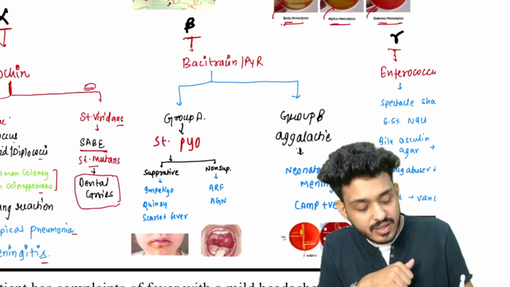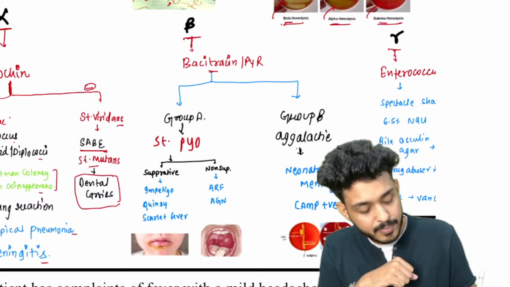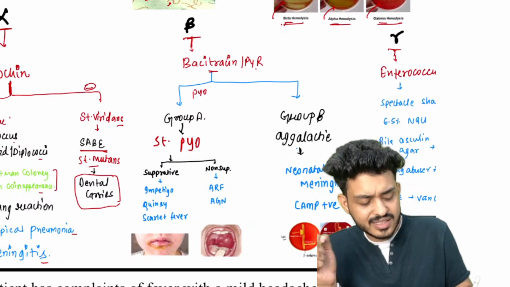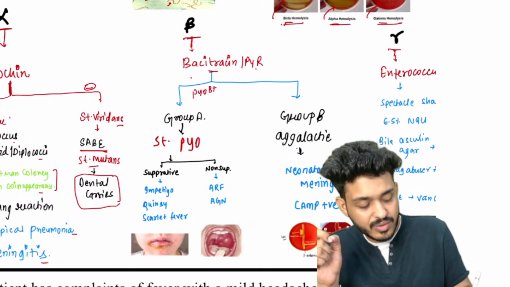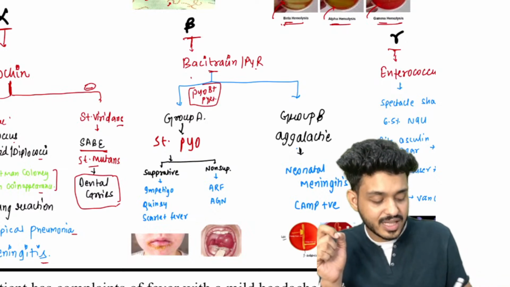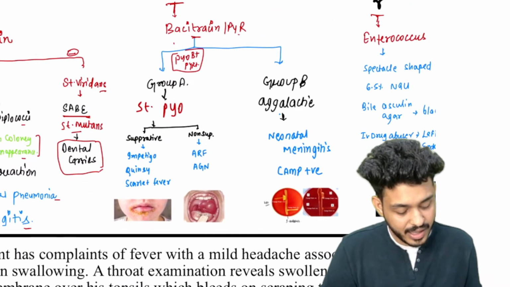Second, beta is further divided on the basis of bacitracin or PYR. Just remember, pyogenes are B positive and PYR positive. You can remember like that. So pyogenes are B positive, PYR positive, whereas agalactiae is B negative and PYR negative.